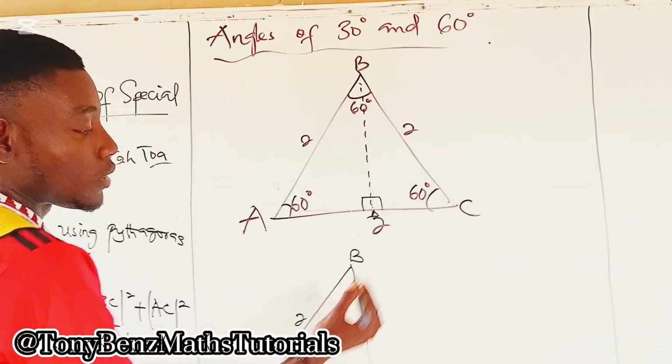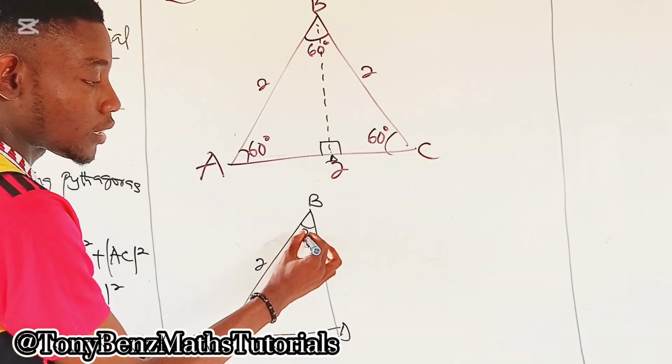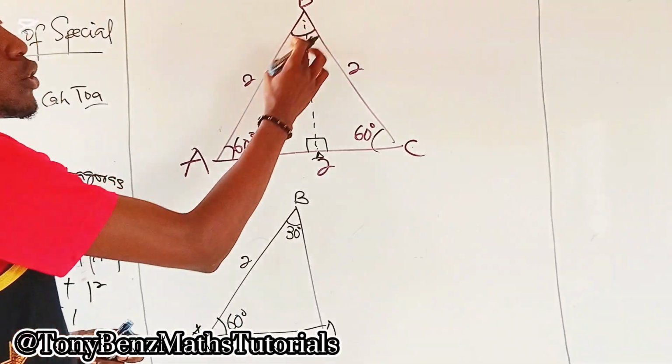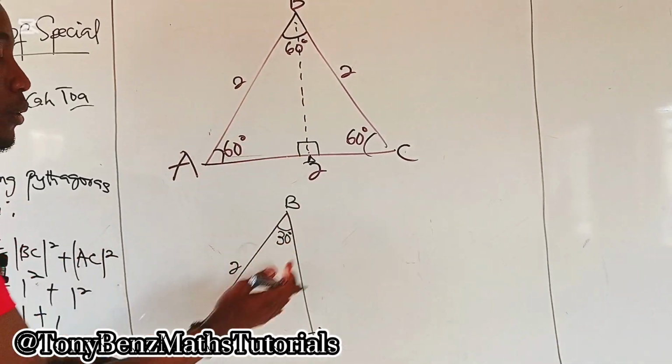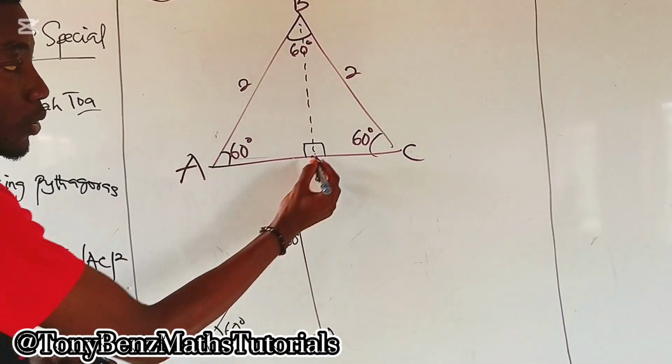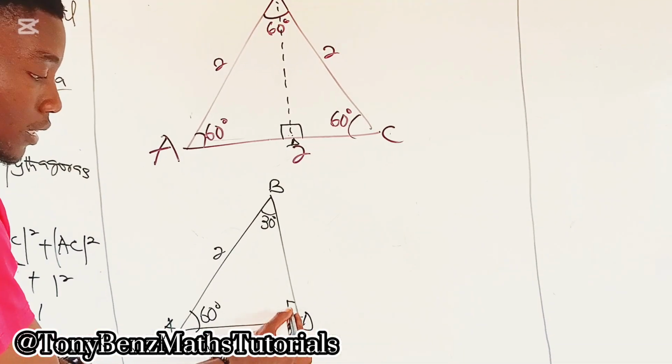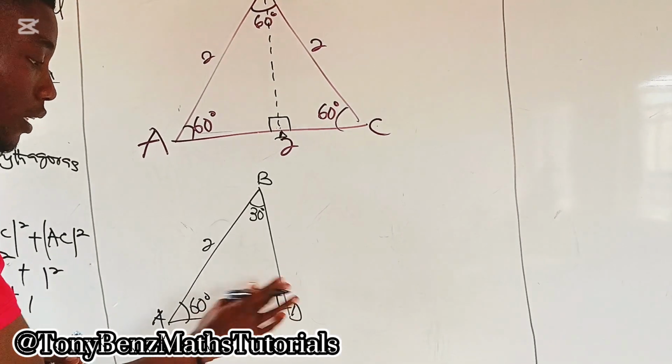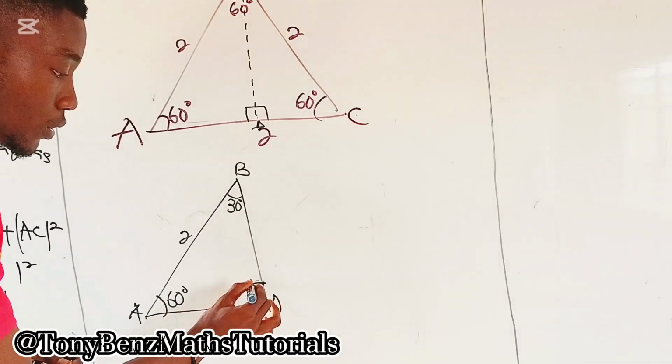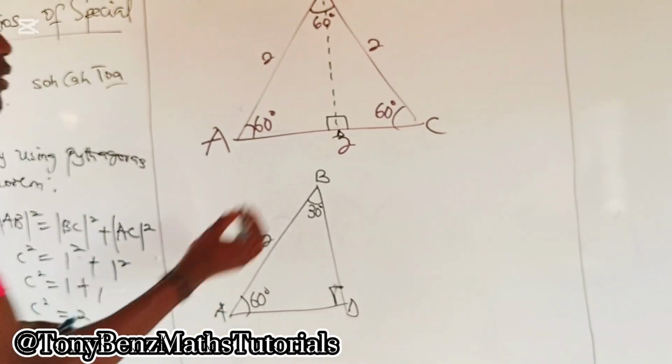Dividing here in the middle, that means here is going to be 30 degrees, because here used to be 60. So if you divide it in the middle, you have 30 degrees. So here is angle 90, to show that it is a right angle triangle.